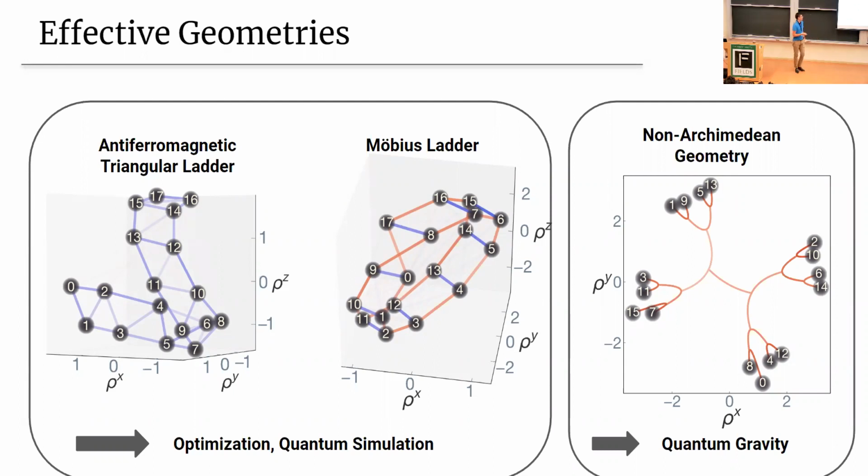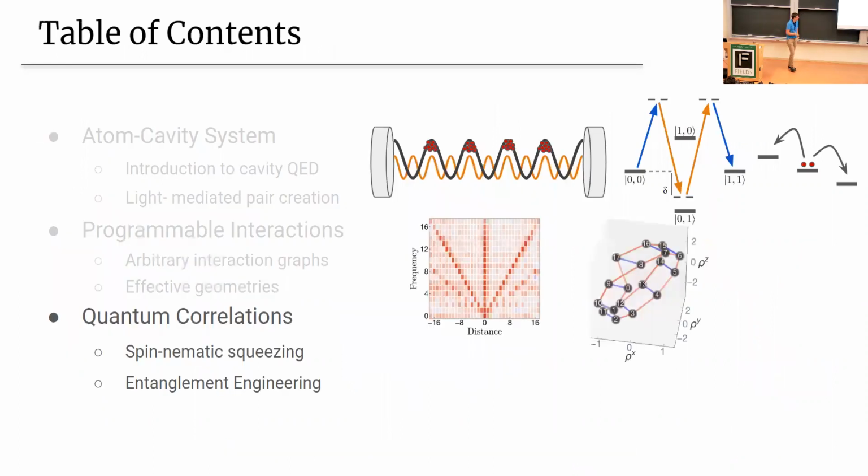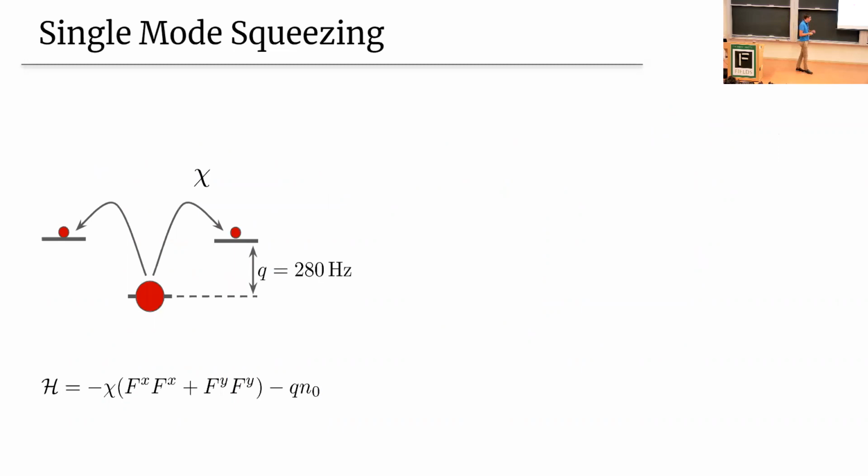Okay, so with this, let me switch now to entanglement engineering. Everything I showed you so far was basically classical. It was all correlations between some kind of collective spin on each side, all classical correlations. Now we want to show that we can also indeed do something that's quantum, some entanglement engineering. And so let me first show you how entanglement is generated.